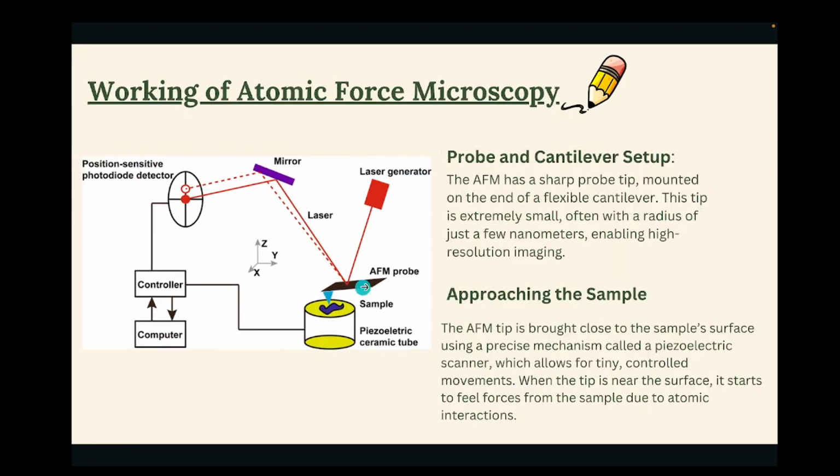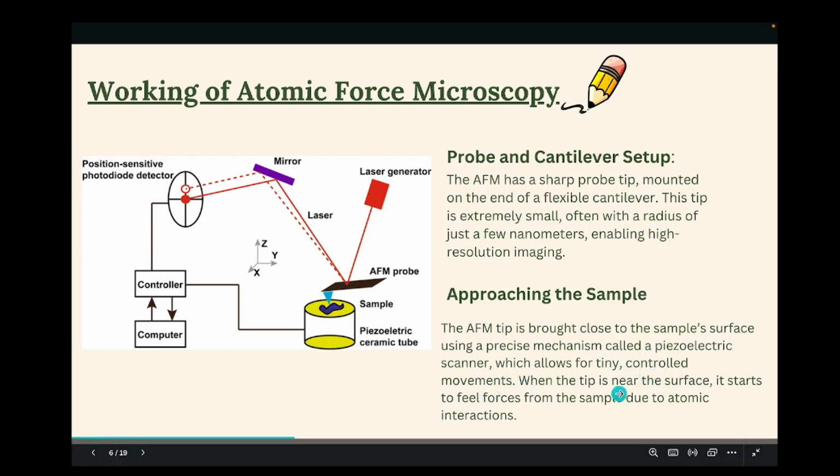So these are the probe cantilever setup. AFM has a sharp probe mounted on the end of a flexible cantilever. This tip is extremely small, often with a radius of just a few nanometers, enabling high resolution. Approaching the sample, the AFM tip is brought close to the sample surface using a precise mechanism called a piezoelectric scanner, which allows for tiny controlled movements.